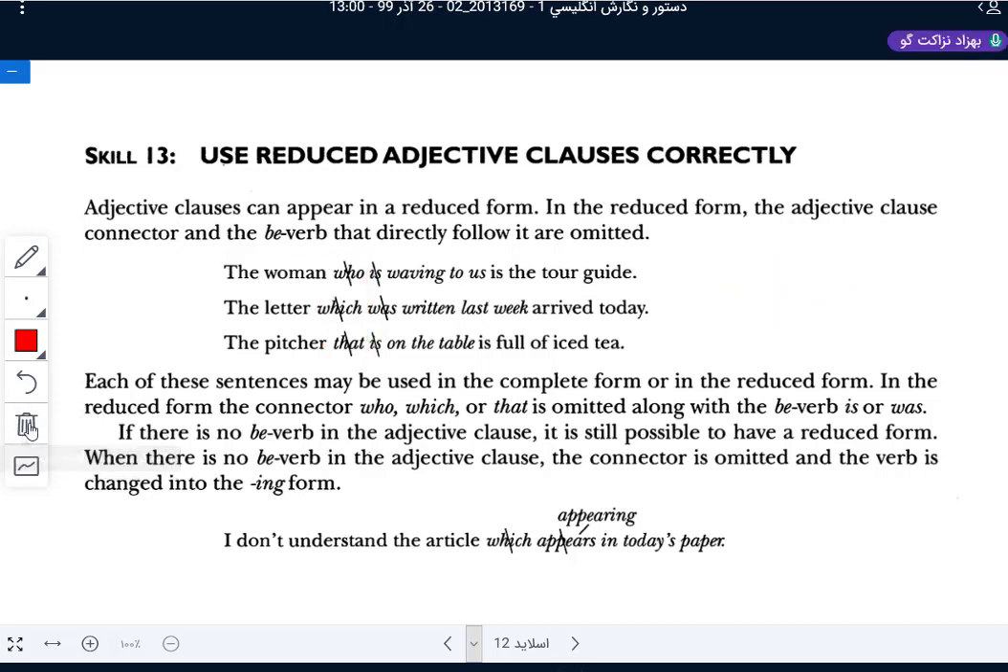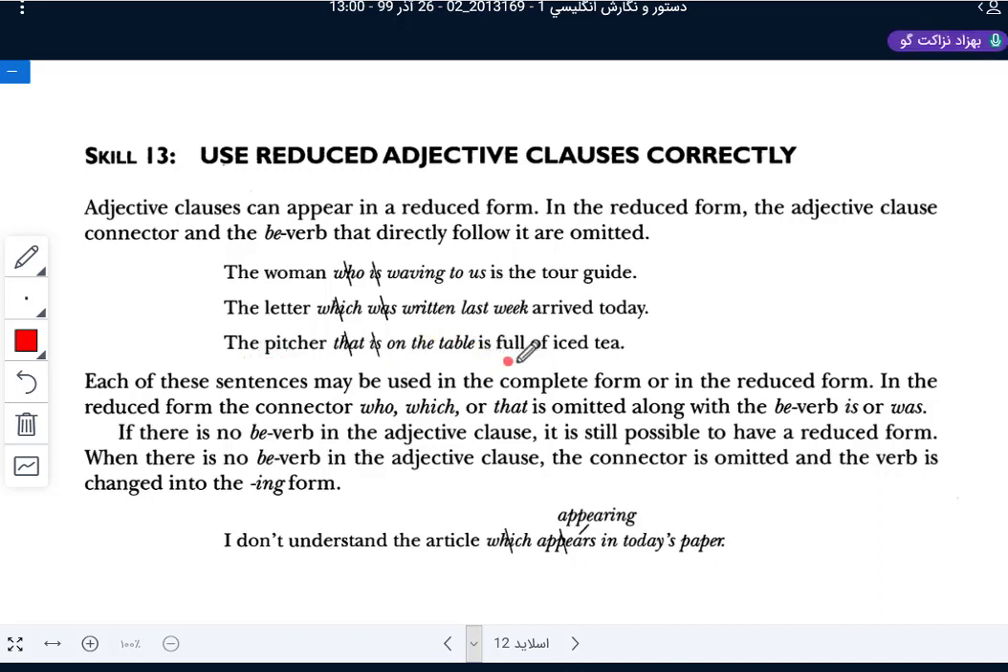Okay? If there is a subject immediately after the connector, you cannot reduce it. Here there is no subject, and that is why we are reducing the connector which functions as a subject and the be verb at the same time. The remaining is what? The remaining is an adjectival phrase.